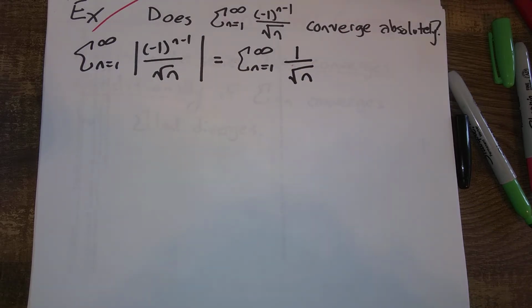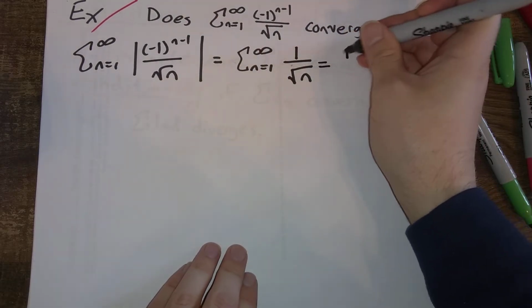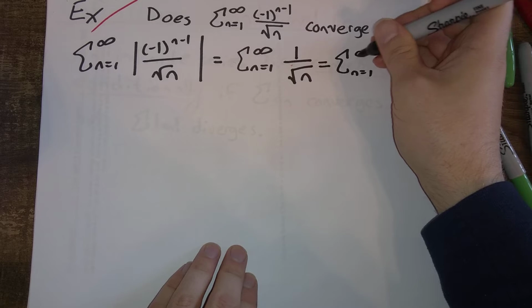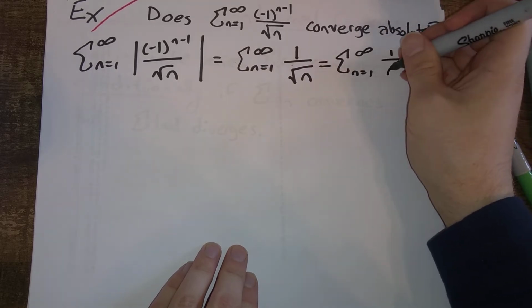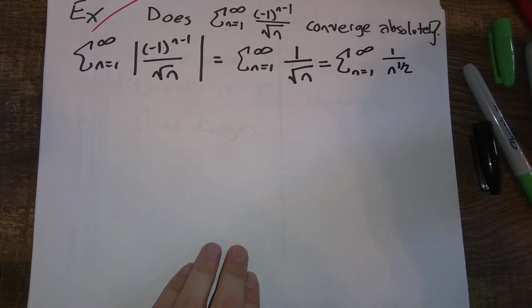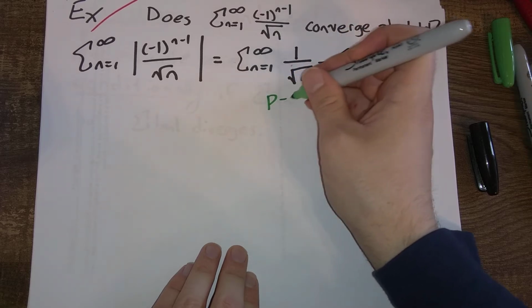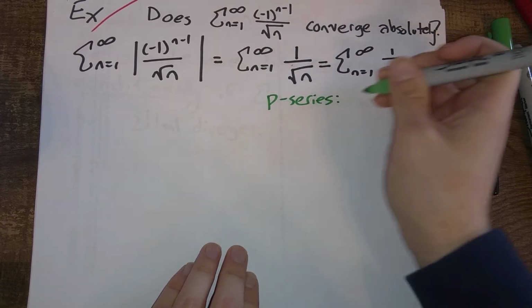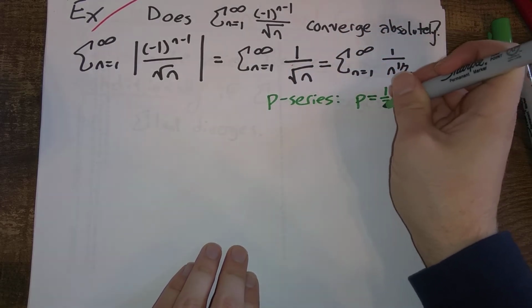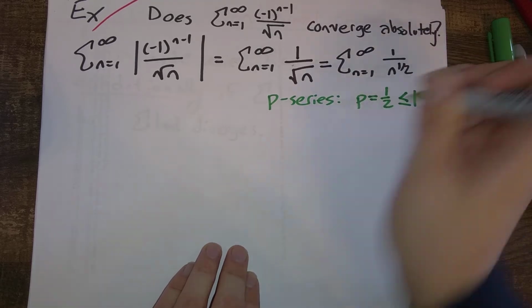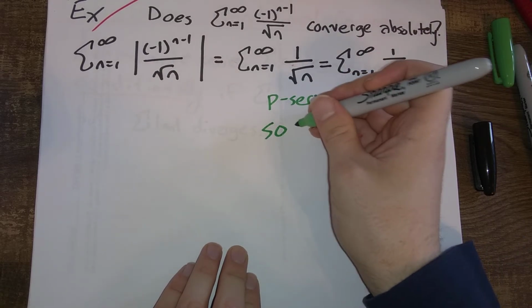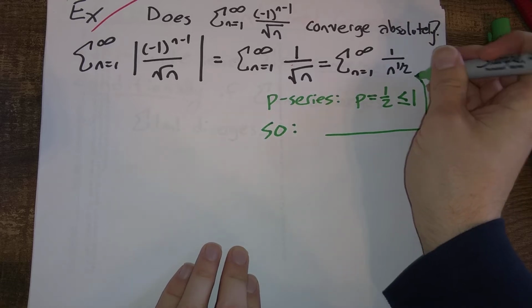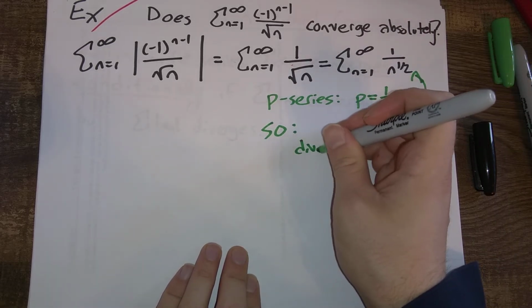And so this is the series that we're left with. Maybe it's a little bit more suggestive if we write square root n as n to the 1/2, because now we should be able to recognize this is a p-series with p equal to 1/2, and that's less than 1. So this series diverges.